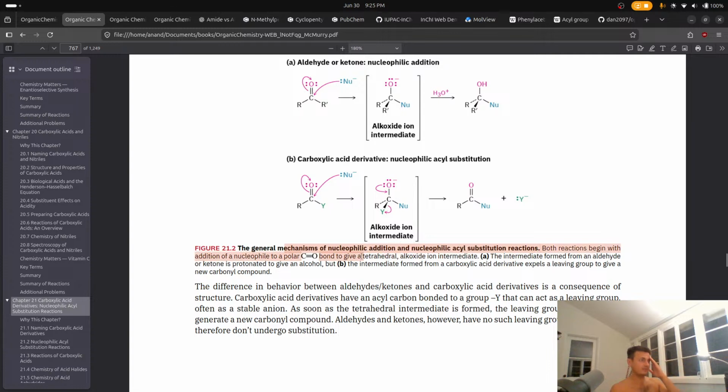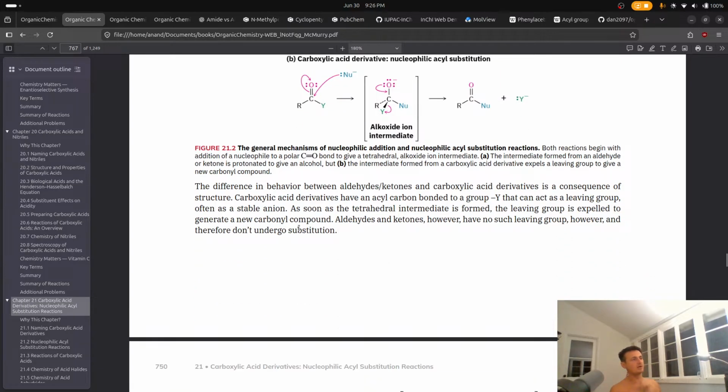Both reactions begin with the addition of a nucleophile to the C=O polar bond to give a tetrahedral alkoxide ion intermediate. The intermediate formed from an aldehyde or ketone is protonated to give an alcohol. But the intermediate formed from a carboxylic acid derivative expels a leaving group to give a new carbonyl compound.